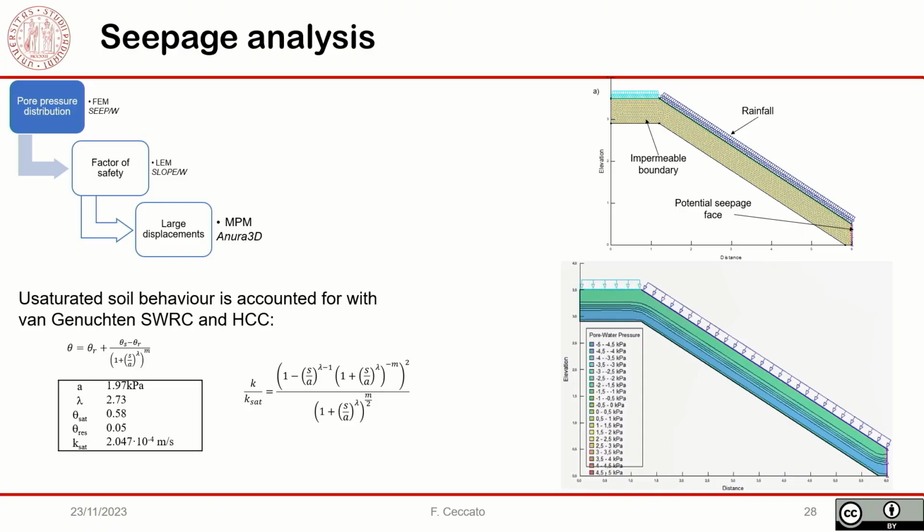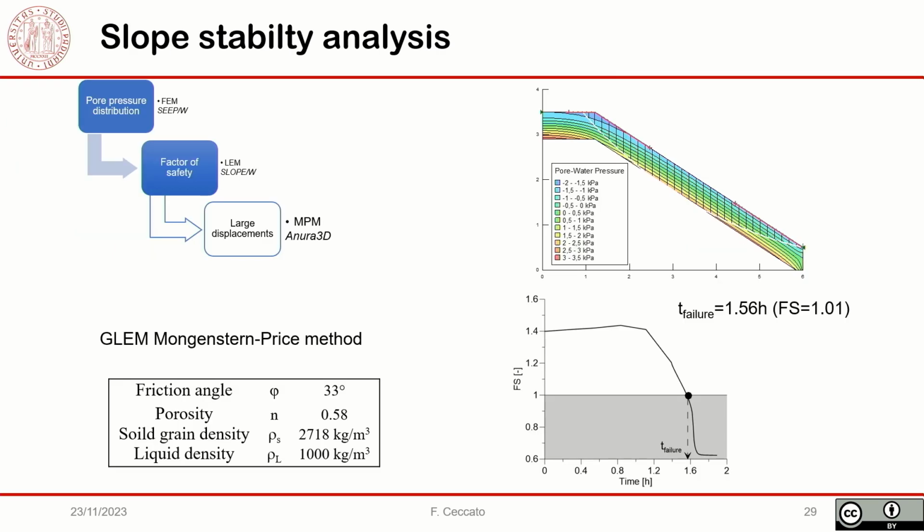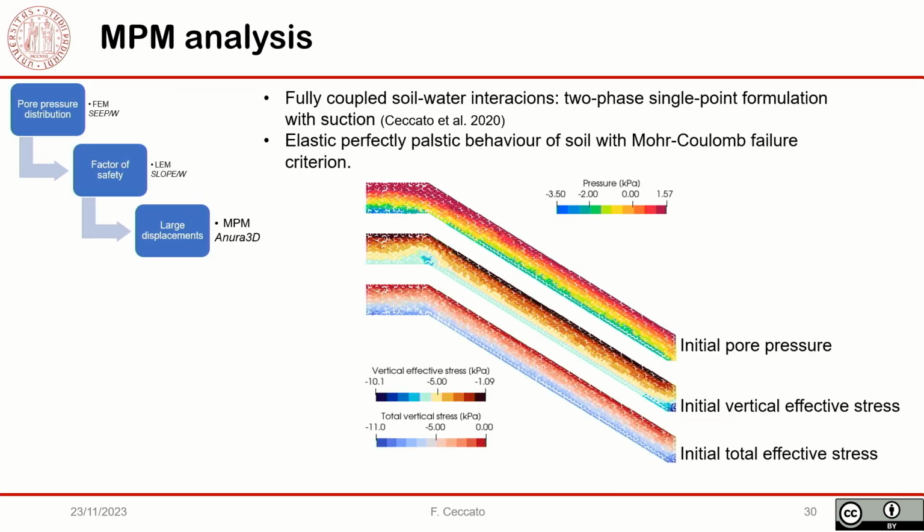So these are the results of the seepage analysis. We, of course, accounted for the unsaturated behavior of soil. You see the evolution of pore pressure with time. Then, with the global limit equilibrium method, we calculated the factor of safety at different times. And we say that when the factor of safety is equal to 1, this is our time of failure. We take the result of FEM and we transfer it to MPM in order to simulate only the post-failure behavior.